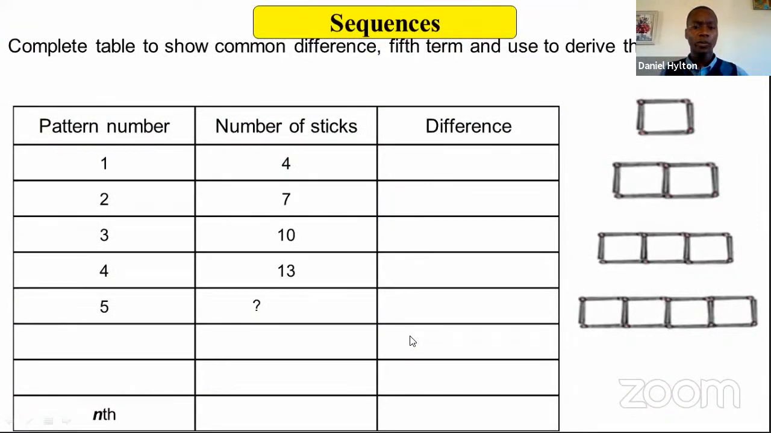So we're given this table. We're looking at some figures, right? And we're asked to write the difference here, which is the common difference, and find the 5th term and the rule for the nth term. So use 2 minutes and complete this table for us. What's the difference? What's the number of matchsticks that would be in the 5th term? And what's the rule for generating the number of matchsticks in the nth term?